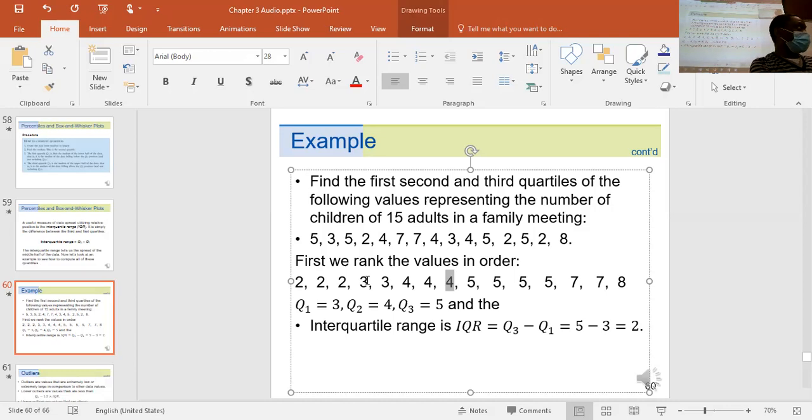The position rank, there are 8 values. We do 8 plus 1 over 2. What is 8 plus 1 divided by 2? What is 8 plus 1? 9. When you know something, say it.